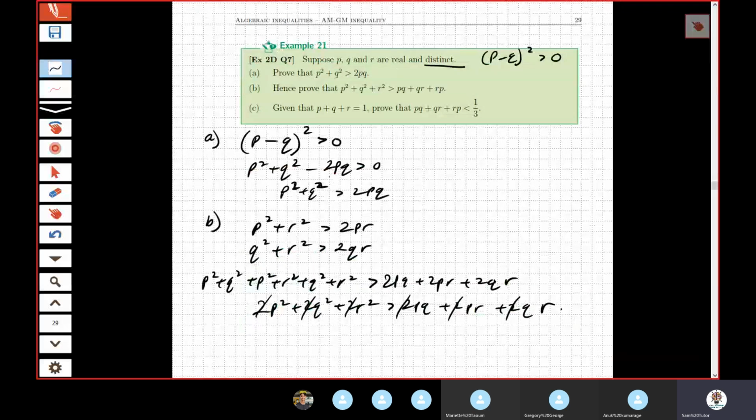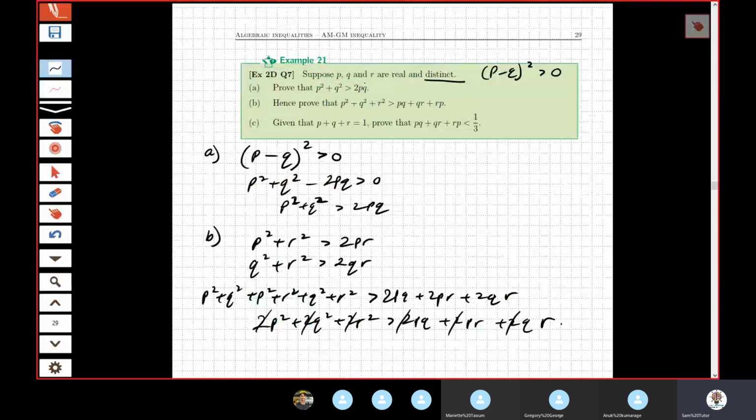All right, here it is. Suppose p, q, and r are real and distinct. Prove that p squared plus q squared is greater than 2pq. There you go, right? I did p minus q squared. The only reason it's not equal to is because it says they're distinct, so we already know they're different. Hence prove that p squared plus q squared plus r squared. There it is. Now, this last bit.